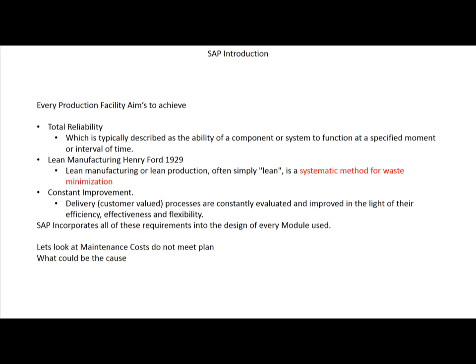Every production facility's aim is to achieve total reliability and lean manufacturing, applied by Henry Ford in 1929. Constant improvement is the watchword of every production facility. And SAP incorporates the facility for all of these requirements into the design of every module used. Let's look at maintenance costs, and when they don't meet plan, what can be the cause?